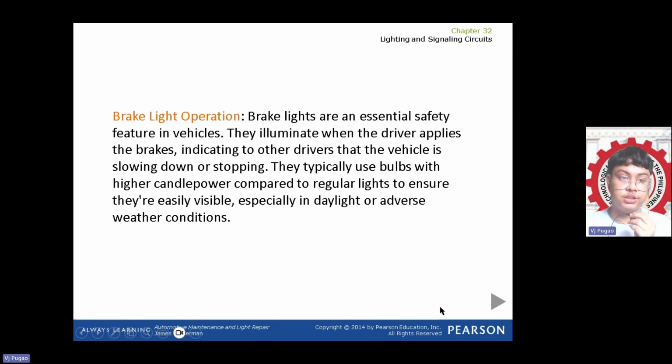Brake light operation. Brake lights are essentially safety features in a vehicle. They illuminate when the driver applies the brakes, indicating to other drivers that the vehicle is slowing down or stopping. They typically use bulbs with higher candle power compared to regular lights to ensure they're easily visible, especially in daylight or adverse weather conditions.